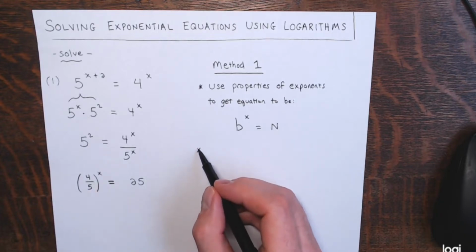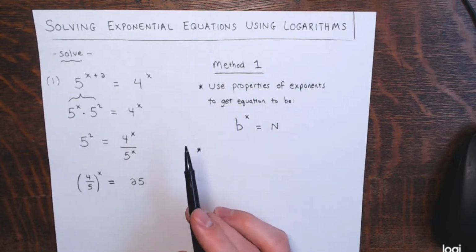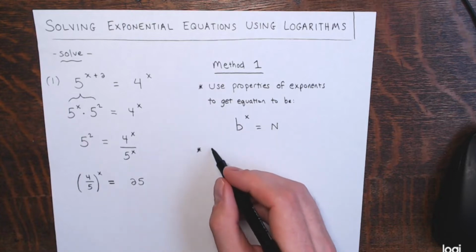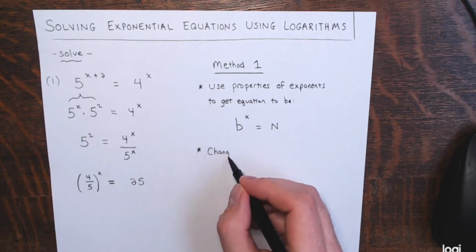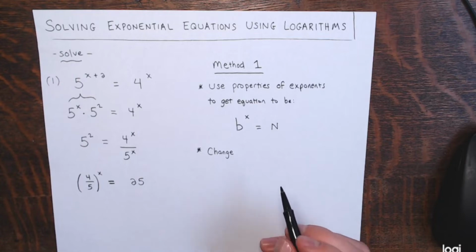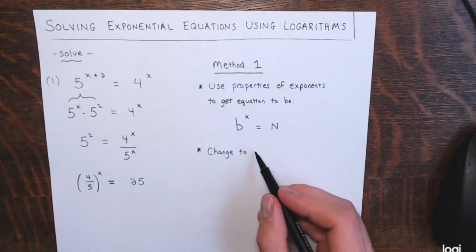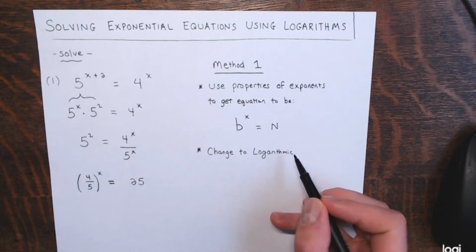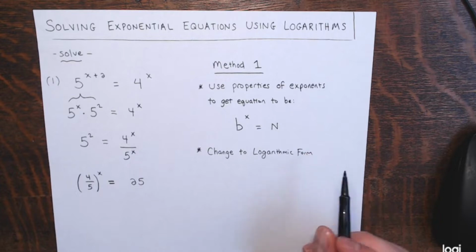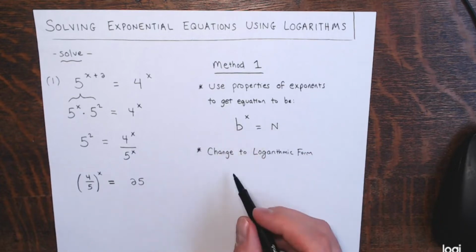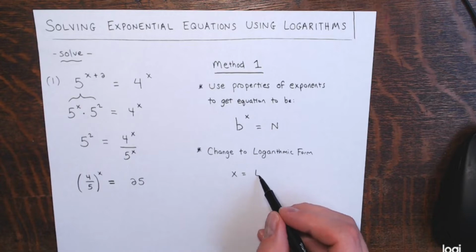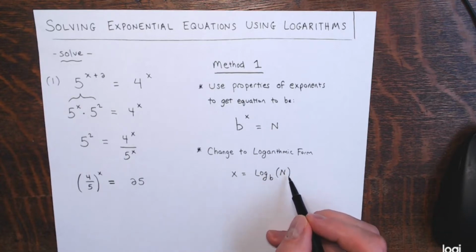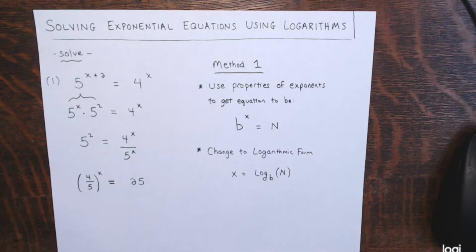And then here comes the using logarithms part. Change to logarithmic form. You should know how to do this from earlier videos, earlier in this chapter of this text. Change to the equivalent logarithmic form. Right now it's in exponential form. And remember, if you have b to the x equals n, then x would be equal to the log base b of n. And that's it. There's your solution.